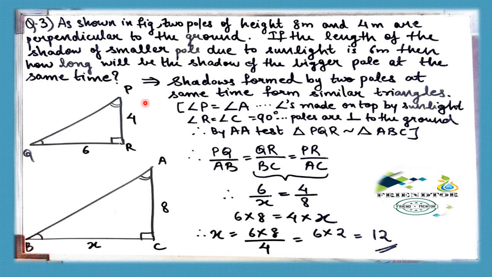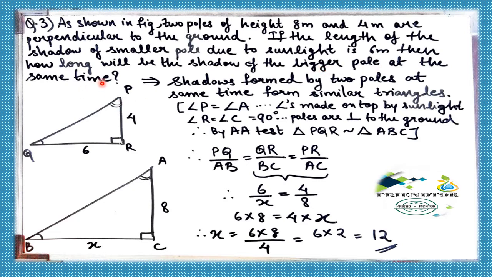Okay, so this is question number 3. Now this is actually a really interesting question, more of an application from a real world example. As shown in the figure, two poles of height 8 meters and 4 meters are perpendicular to the ground. If the length of the shadow of the smaller pole due to sunlight is 6 meters, then how long will the shadow of the bigger pole be at the same time?